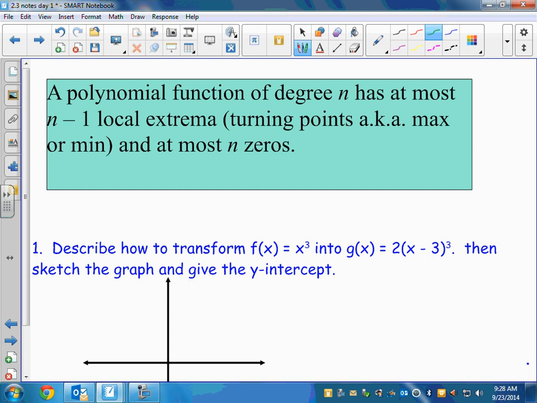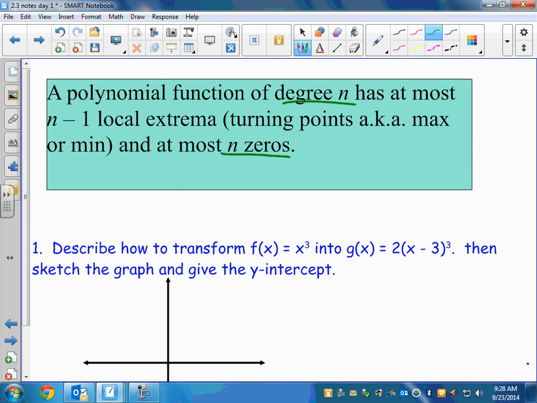But I don't think in Algebra 2 you ever talk about this, but it is true. Whatever your degree is, your graph will have at most one less than that turning points. And that's what it means. A polynomial function of degree n has at most n minus 1 turning points. The math term there is local extreme points. And at most n zeros.